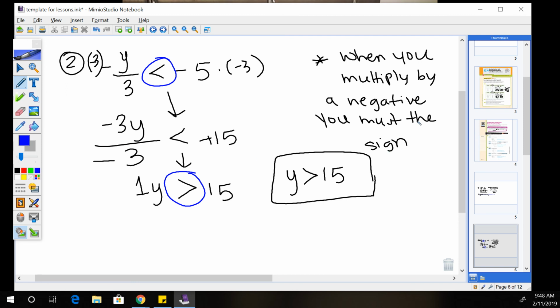You must reverse the sign. Okay? Let me pause.